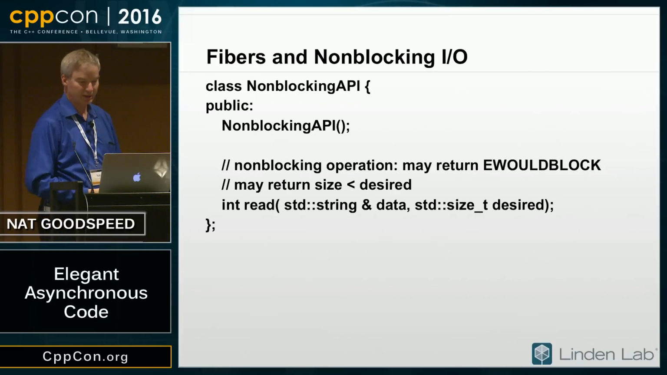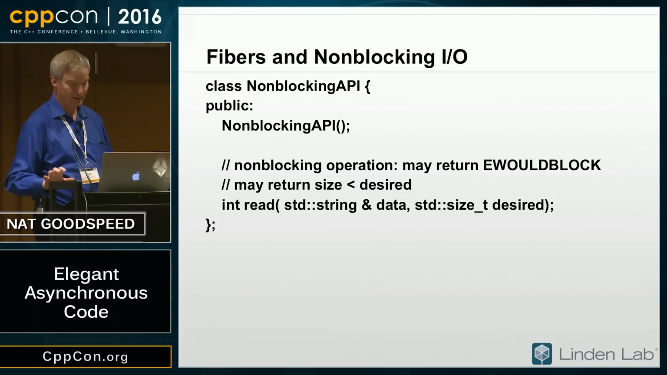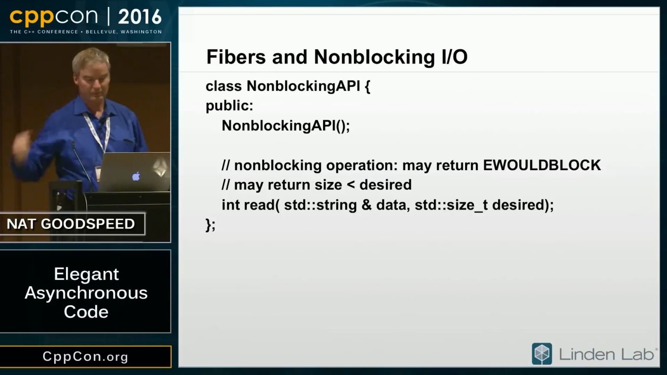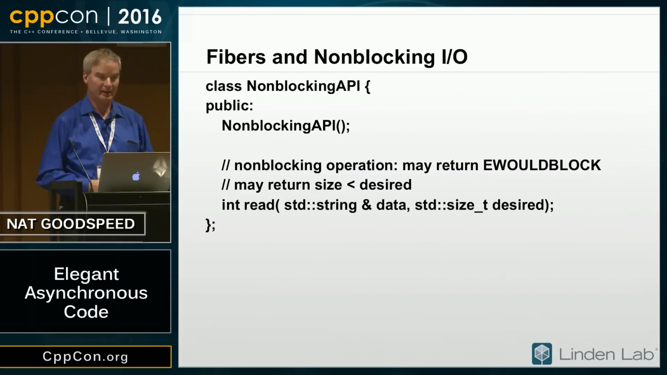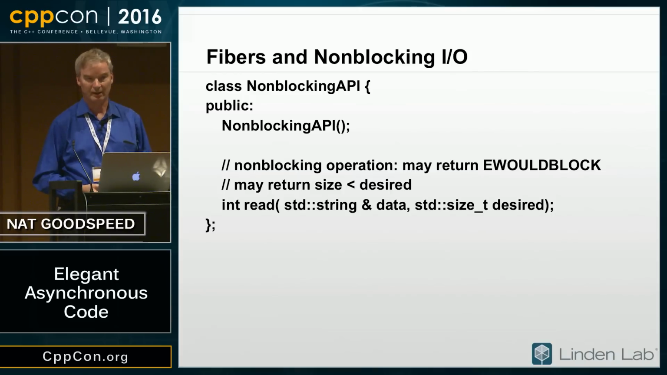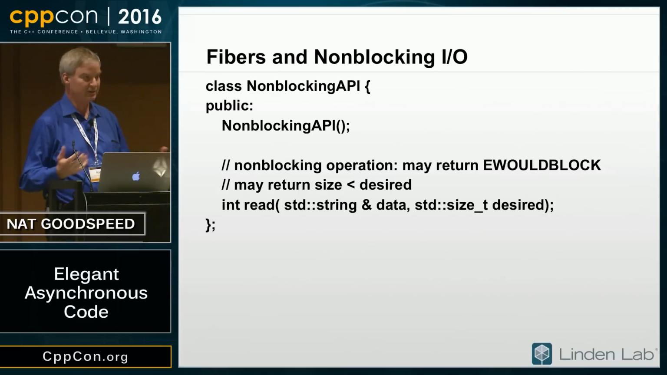Here's an example non-blocking API. Notice that in addition to returning an error code meaning no data yet, this read method might also return less than the desired length of data. In other words, in addition to polling until it returns an actual length rather than EWOULDBLOCK, you might also have to keep polling past any number of additional EWOULDBLOCK returns until you've retrieved the desired data length.